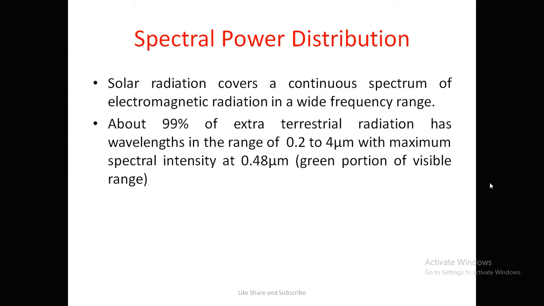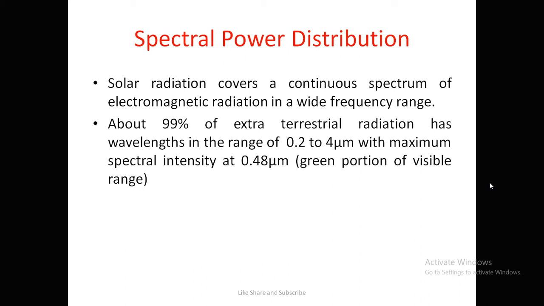About 99% of extraterrestrial radiation has wavelengths in the range of 0.2 to 4 micrometer, with maximum spectral intensity at 0.48 micrometer, the green portion of the visible range. We need to understand two things. Earth has an atmospheric layer. Whatever is inside that layer is called the terrestrial area, so the radiation within that area is called terrestrial radiation. And whatever is beyond Earth's atmosphere is called the extraterrestrial area. So the radiation we obtain from the Sun up to that point is called extraterrestrial radiation.